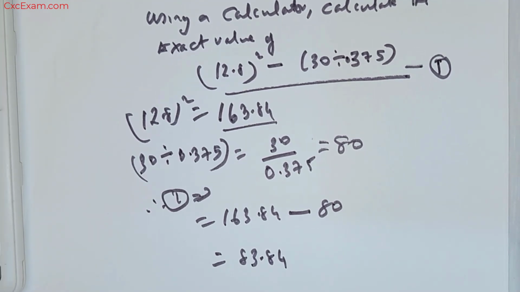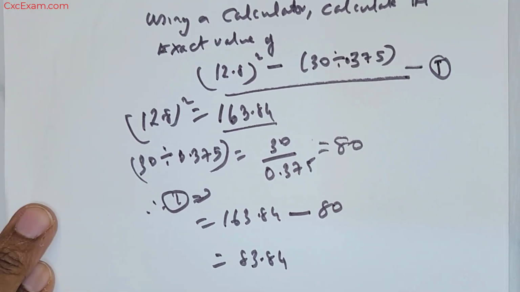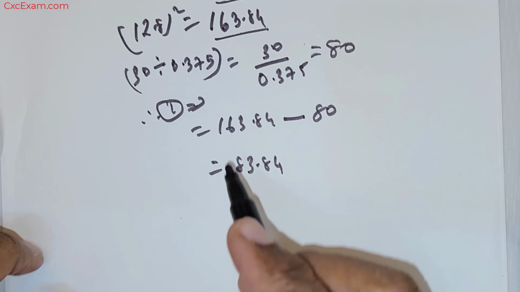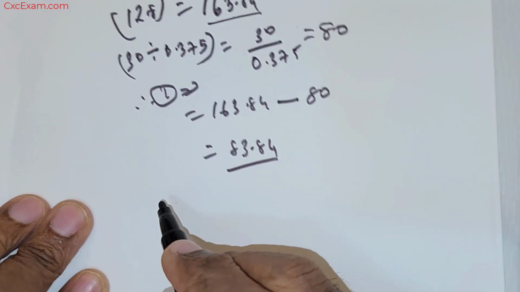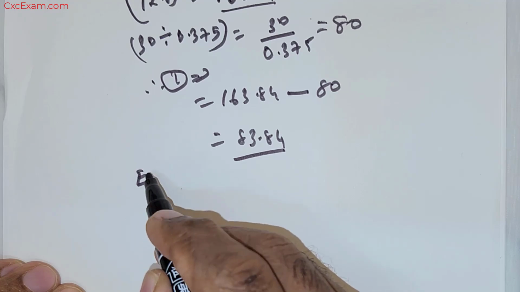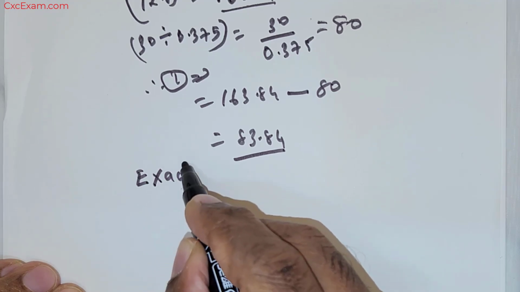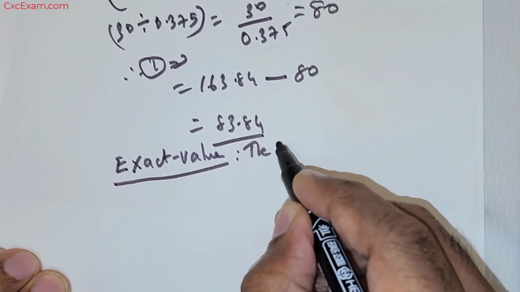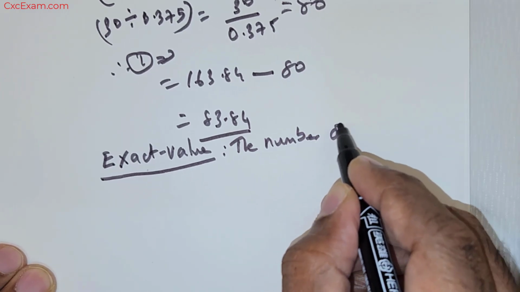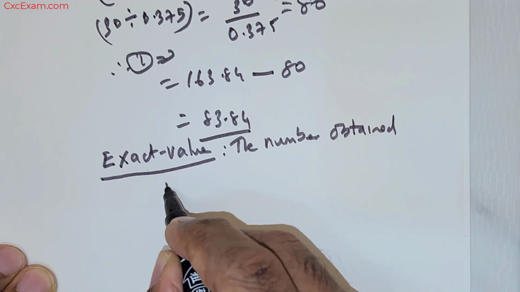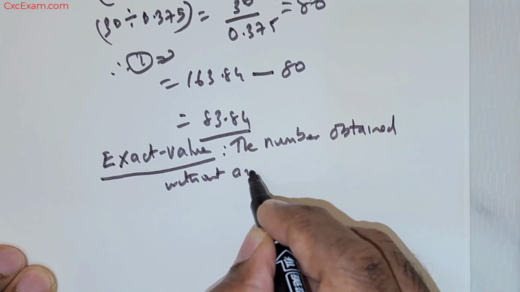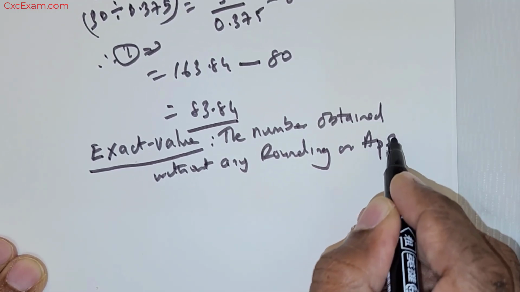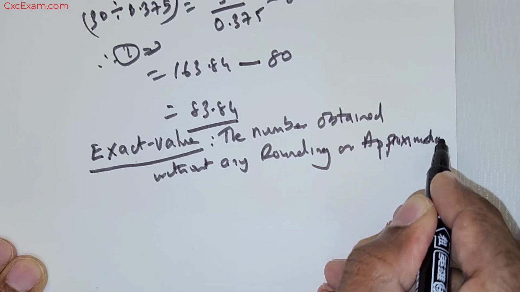The most important part in this question is that the question wants us to give the exact value. How am I supposed to know that 83.84 is the exact value? This is one of the subtle pitfalls in maths. Whenever they say exact value, the real meaning is the number obtained without any rounding or approximation performed on it.